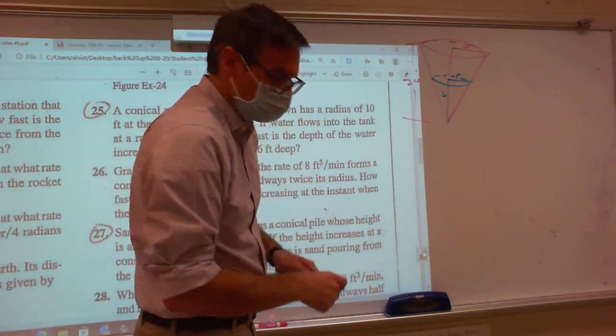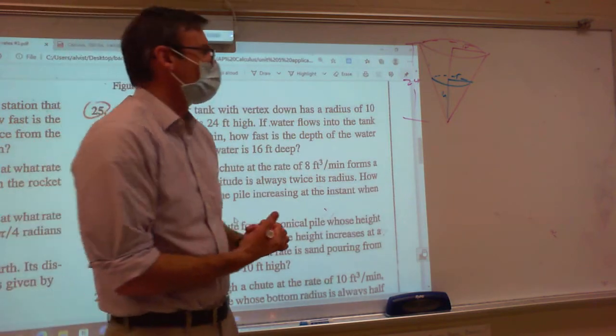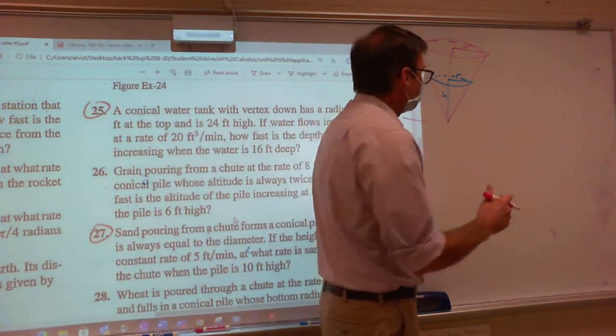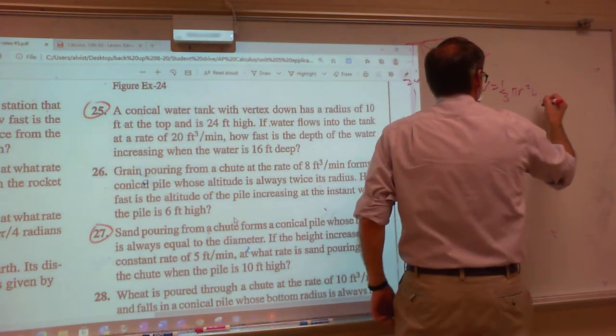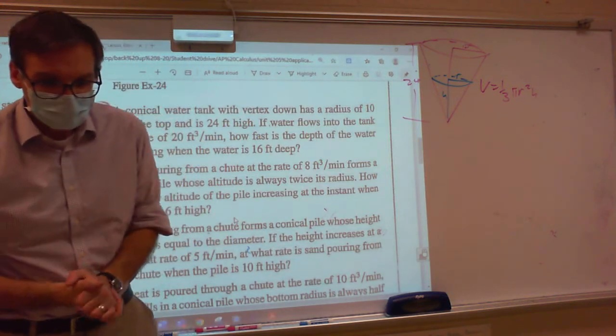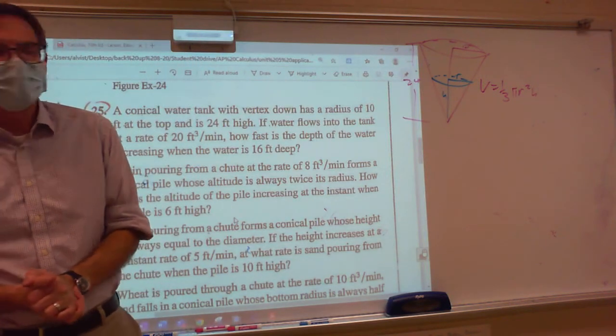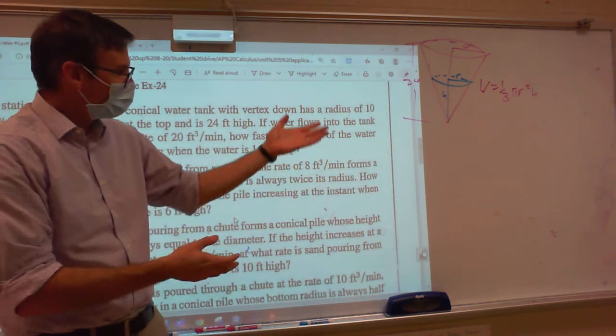And what we need next, since we're talking about a cone, I need the volume of a cone. And the volume of the cone is 1/3 pi r squared h. All right. I've drawn my picture, right? I've got my formula.